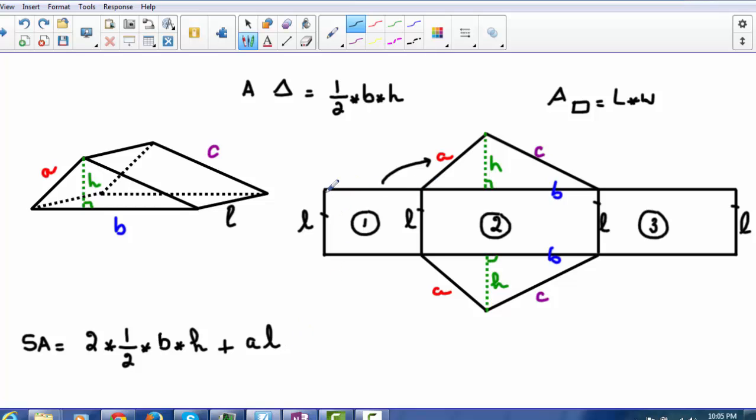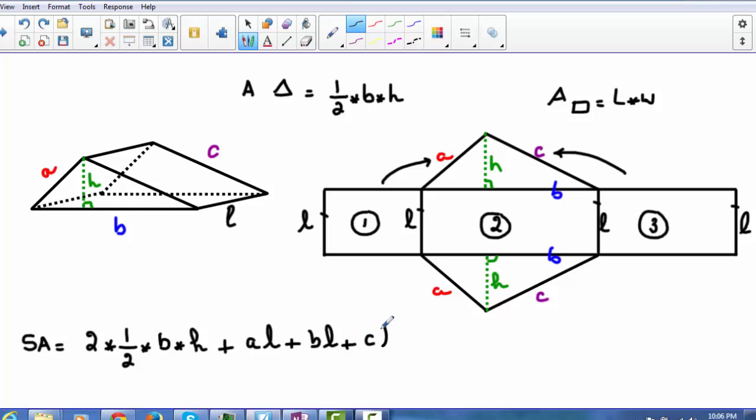A is the length, L is the width, plus the area of the second face, what is it? B, the length, L, the width. So B, L, plus the area of face number 3. This line equals what? It has to match C, for sure. If we close the net, it's going to be a prism, so it has to match C.